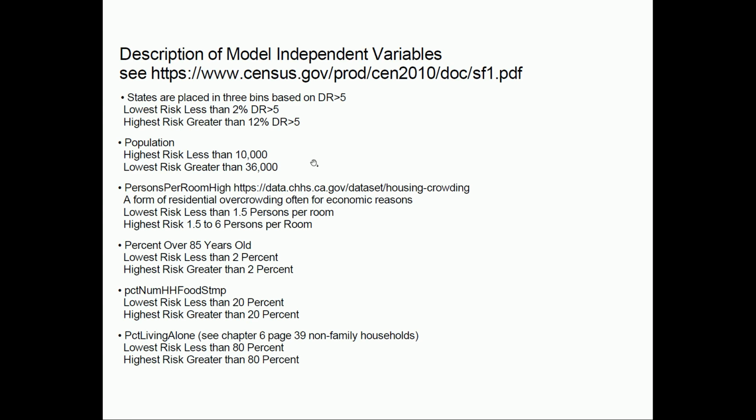Percent over 85 years old, again, less than 2% or greater than 2%. Percent on food stamps, less than 20% had a lower risk than greater than 20%, maybe a surrogate for poverty. And living alone, which is basically non-family households. Lower risk if you had a lower percent living alone. Higher risk for those with higher percents of living alone.